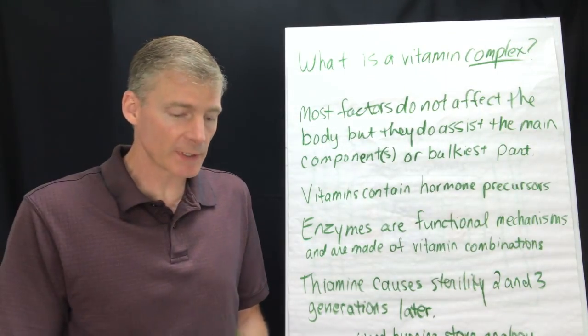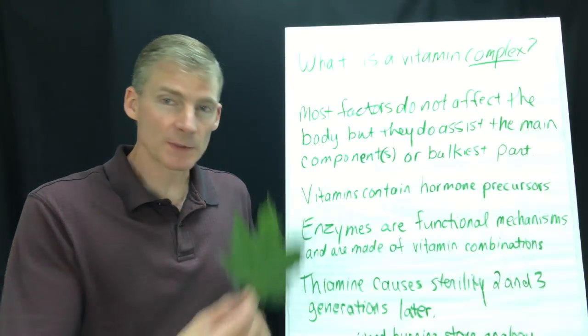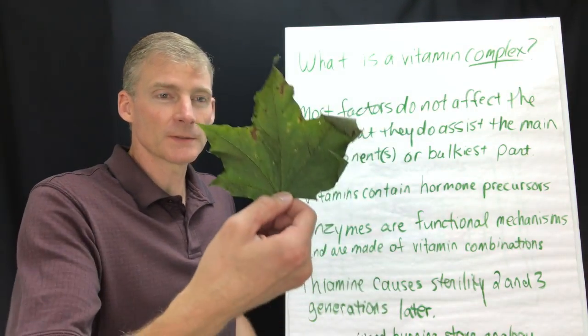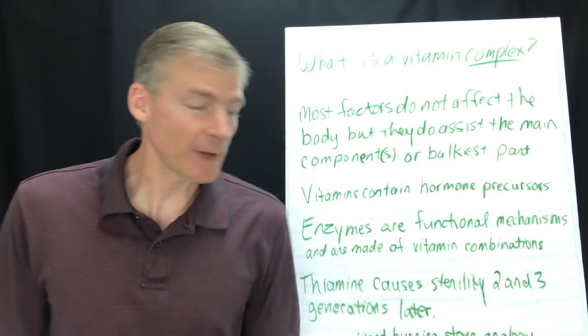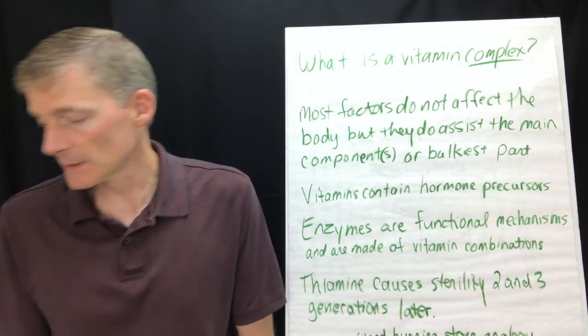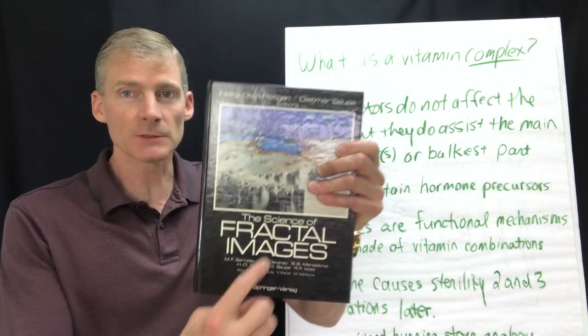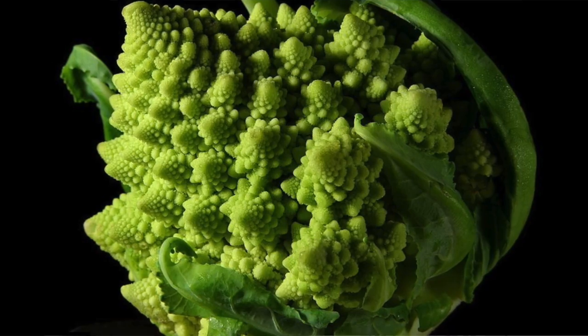I have this maple tree. You can see that that's a maple leaf. But some are bigger, some are smaller, and they have points, but they're not the same. So this is a factor in nature that exists, and it's on the subject of fractals. This is a book I have on fractals right here. It's patterns in nature.